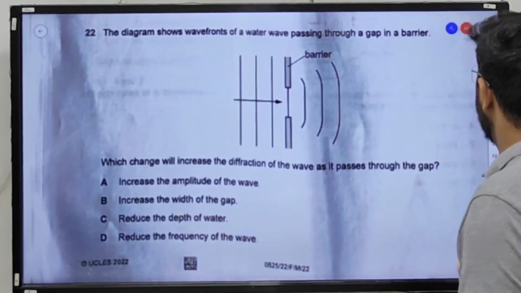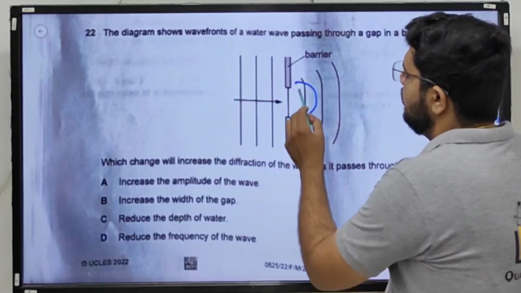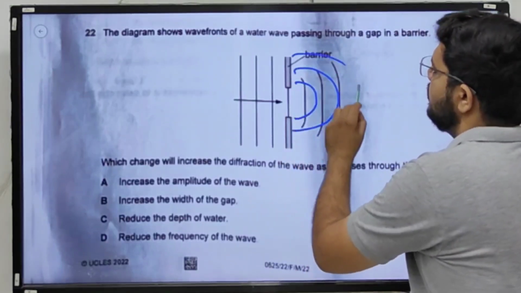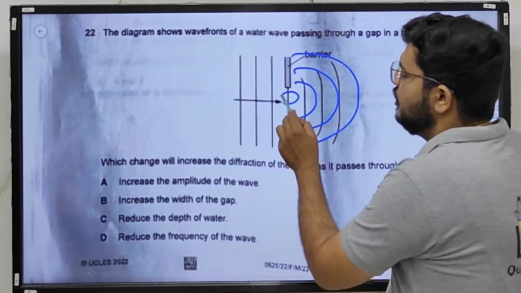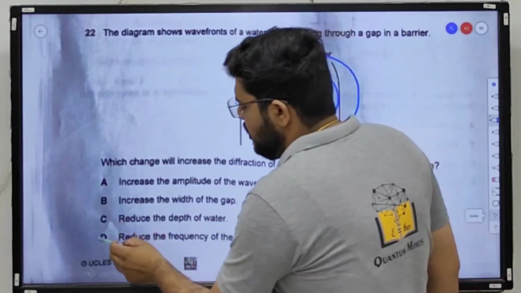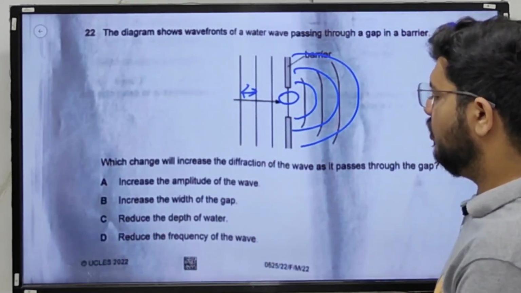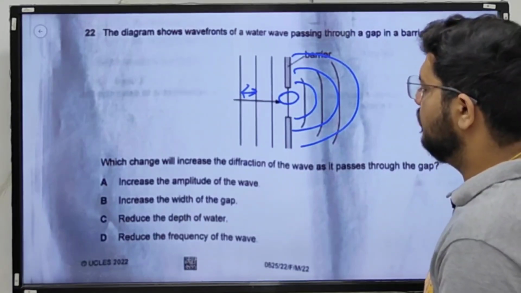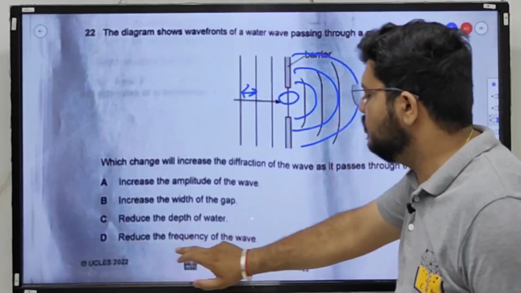Reduce the width of the gap, yes. You reduce the width of the gap so that diffraction takes place more, right? When the gap is almost equal to the wavelength of the wave. So reduce the depth of water, reduce the frequency of wave. So you can't increase. Okay, reduce the depth of water and reduce the frequency of wave.